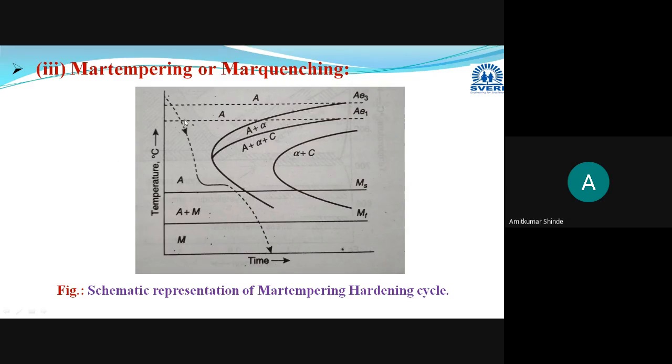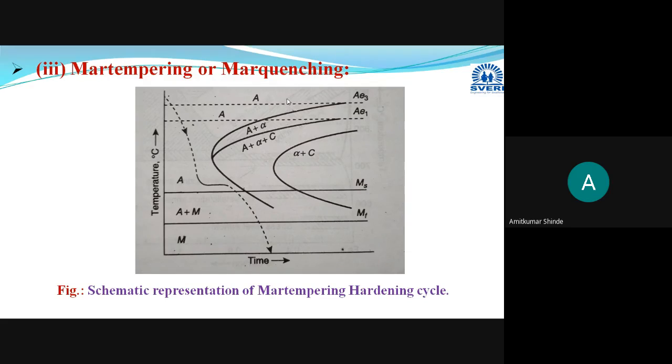That's why this process will be termed as mar tempering or mar quenching process. And this quenching is nothing but the cooling process, which will be done in the air or oil medium, depending on the type of the steel material. Okay, depending on the type of the steel.